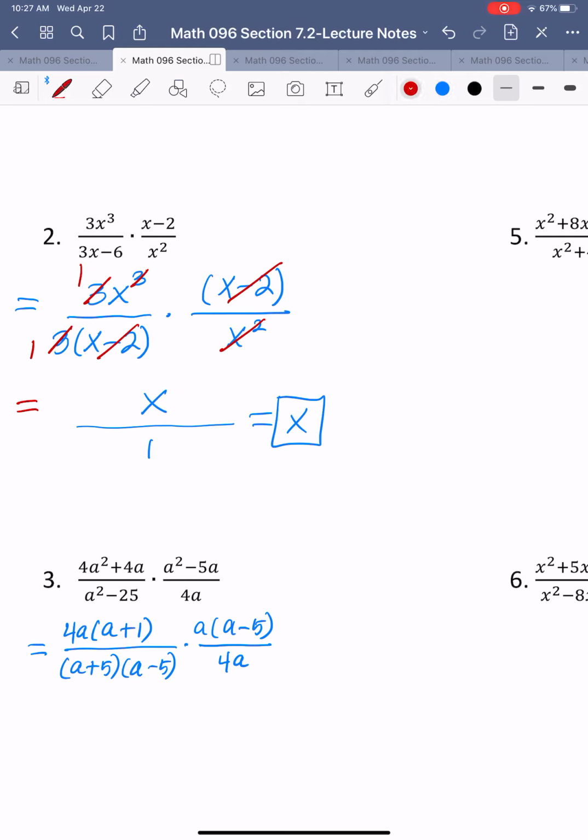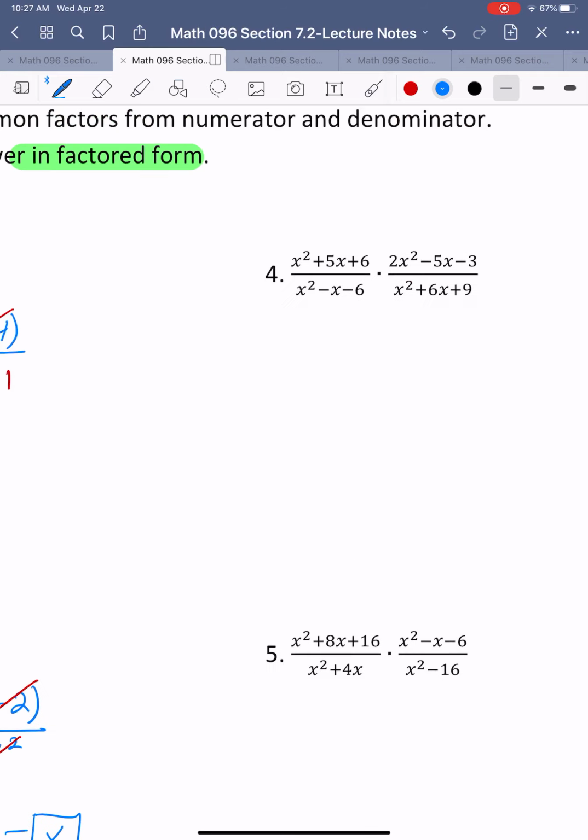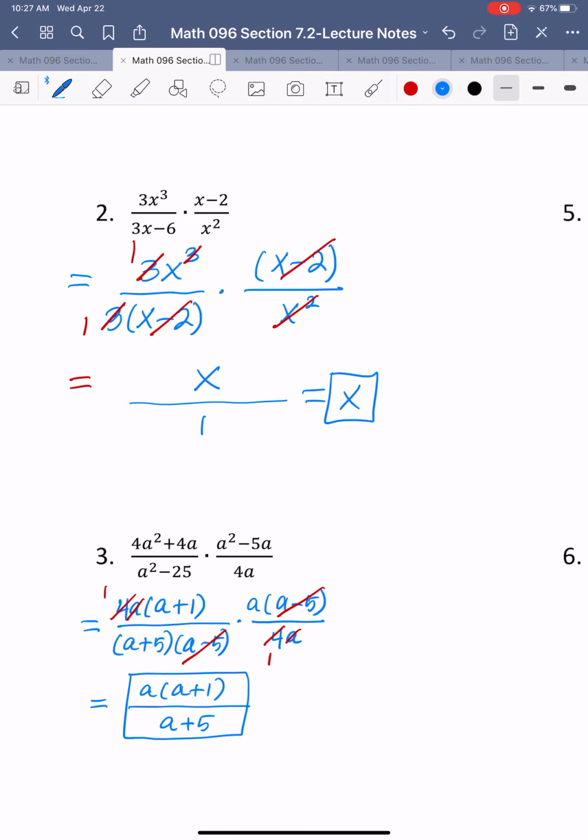Now the cancellations. I can cancel the 4 factor from numerator to denominator. The a cancels out, and a plus 1 stays, and the a minus 5 cancels. So yeah, we cancel everything except, in the numerator, you have a times a plus 1, and the denominator is a plus 5. You can put parentheses around the a plus 5 or just leave it as a plus 5, that's fine too. Okay, so this is what I got.